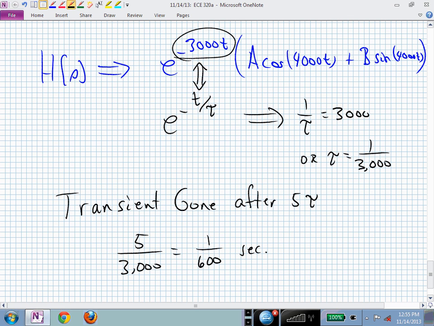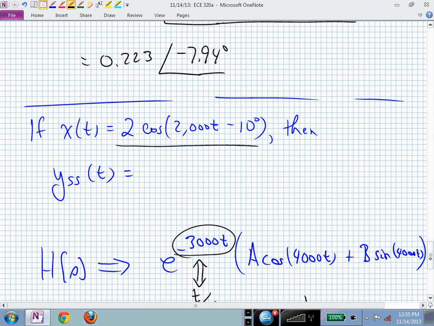I've started shaking this system with this x of t, and maybe what I should have, well, it doesn't really matter because I'm wanting the sinusoidal steady state. I could start this anytime. I could have hit it with a unit step to switch it on at 0. I could have said it's been shaking for infinity time. But I now want to know what's my sinusoidal steady state output after the transients, and the transients are gone in 1/600th of a second. Did that help answer your question where the 1 over 3,000 came from?